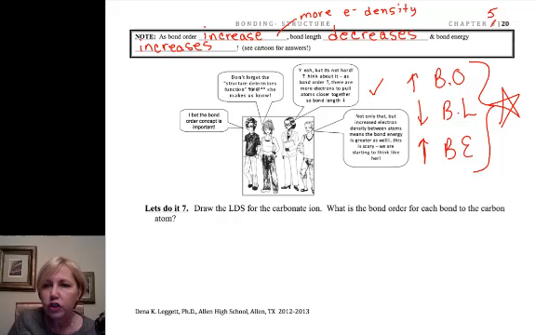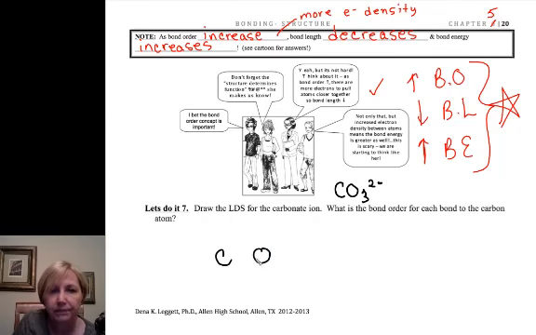All right, let's do one. See what we come up with. We have the carbonate ion, carbonate CO3 2-. If you don't know your polyatomic ions, you are definitely, I'll let you ponder that one. C, O, O, O: I've got 4 valence electrons from the carbon, plus 3 times 6 from the oxygens, plus 2 extras, that gives me 24 electrons.